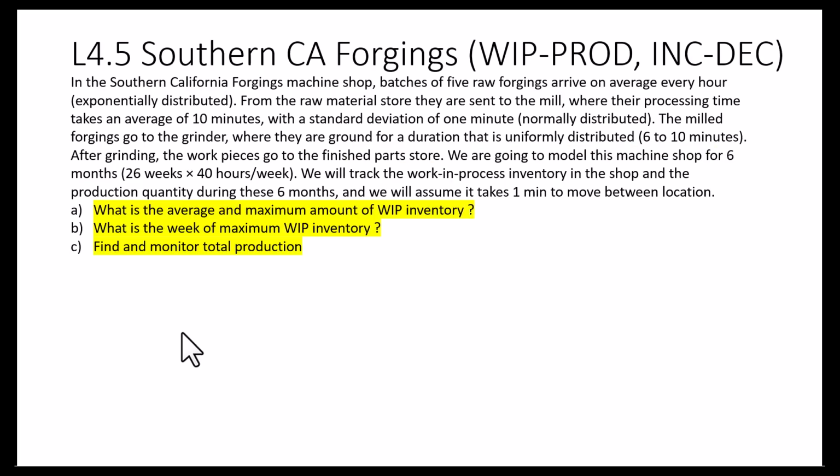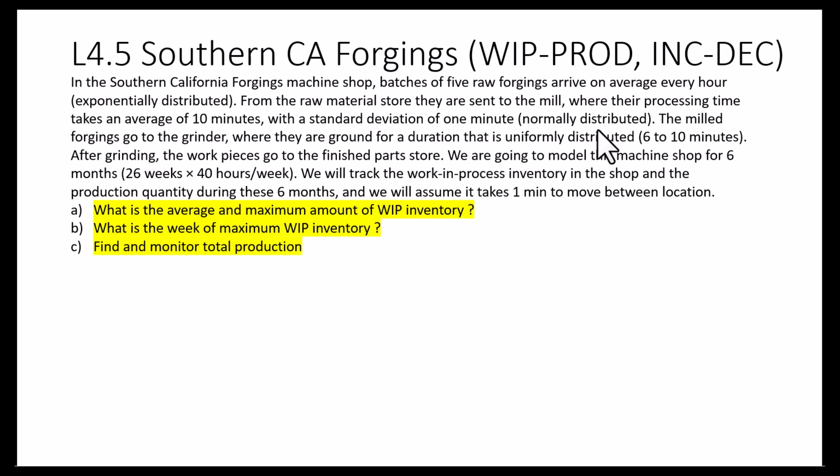As an example, we're going to take the Southern California Forgings and monitor the work in process inventory, the WIP, and also the total production. Later on, we'll talk about the increment and decrement variable statements. In the Southern California Forgings machine shop, batches of 5 raw forgings arrive on average every hour, exponentially distributed. The raw material is sent to the mill process with a processing time of 10 minutes and a standard deviation of 1 minute, normally distributed.